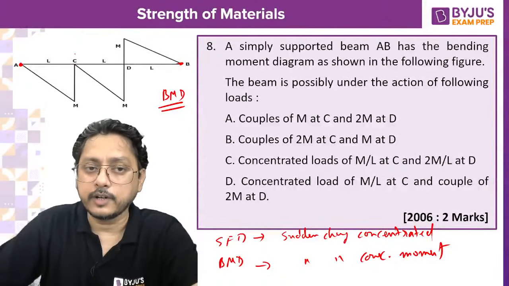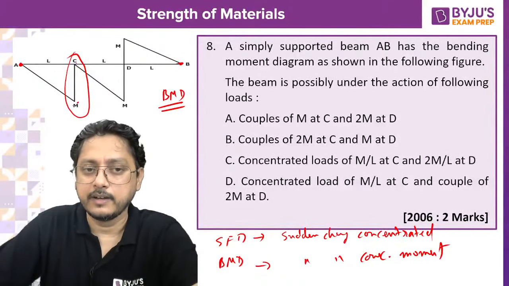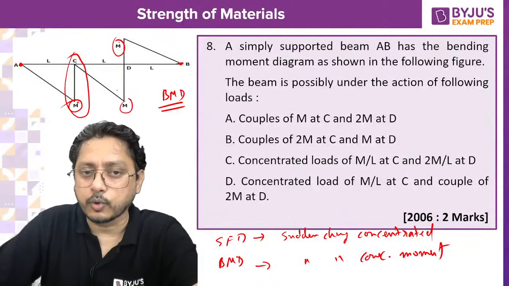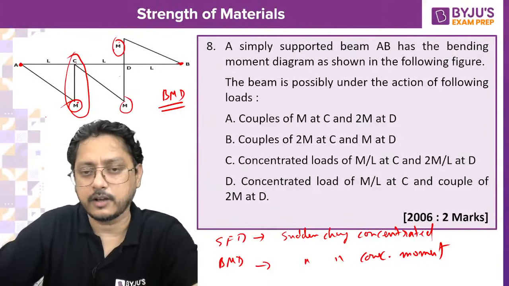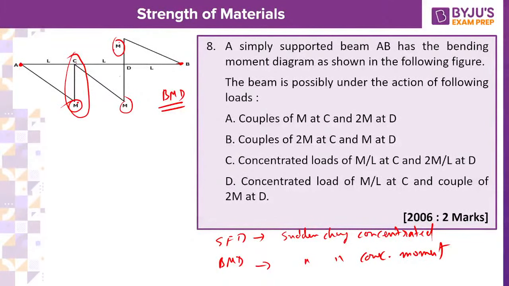After that you have two sudden changes in your bending moment. The change is from 0 to m, the value given as m, and here it is from plus m to minus m, so the total change here is 2m. If you draw the simply supported beam, you can easily identify that at C and at D you have a moment acting with magnitude m. That is why you are getting a sudden change from 0 to m.